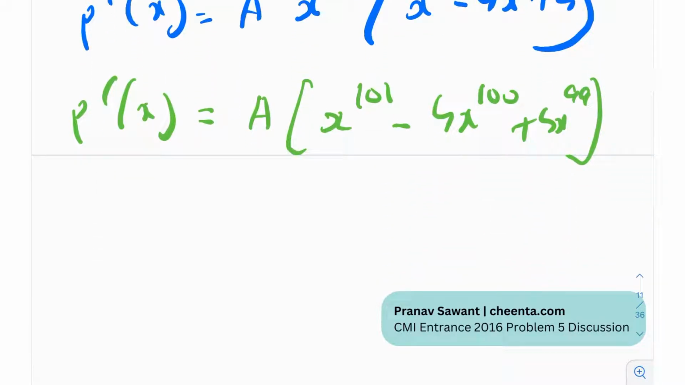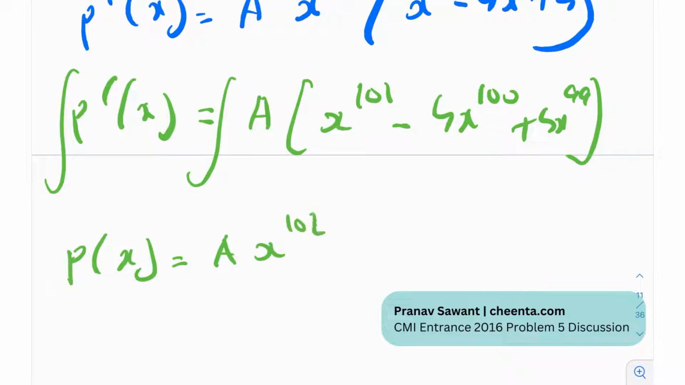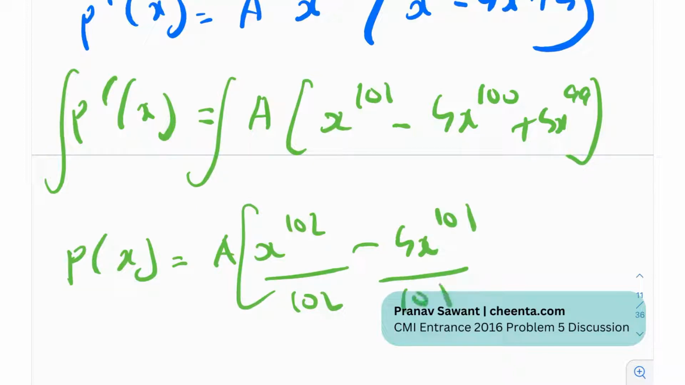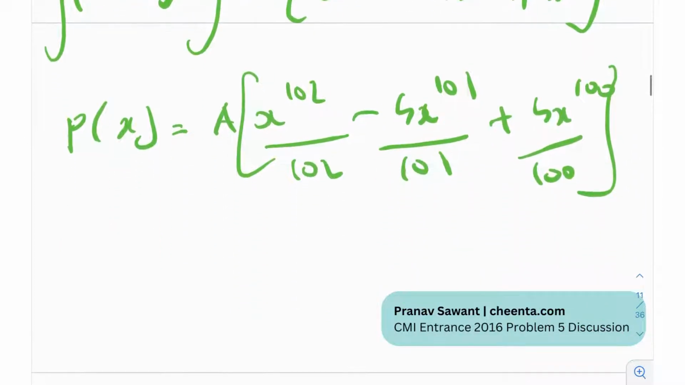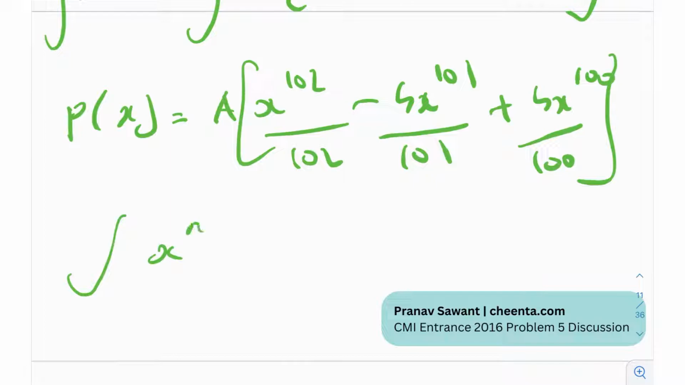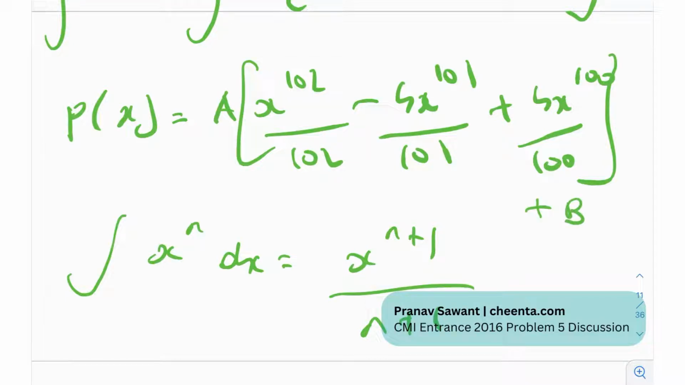After this point, we do nothing but integrate both sides. So if I integrate both sides, I'll get p of x is equal to a times (x to the power 102 by 102 minus 4x to the power 101 by 101 plus 4x to the power 100 by 100). And if you're having any doubts about what I'm doing over here, it's nothing but the integration of x to the power n dx, which is nothing but x to the power n plus 1 divided by n plus 1. That's what I'm using over here. And obviously never forget the constant of integration. It's an indefinite integration, we can never afford to forget that.